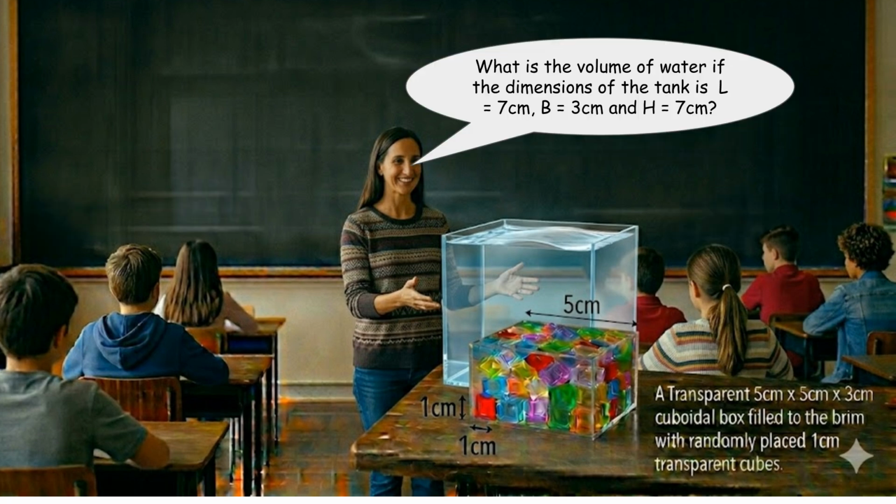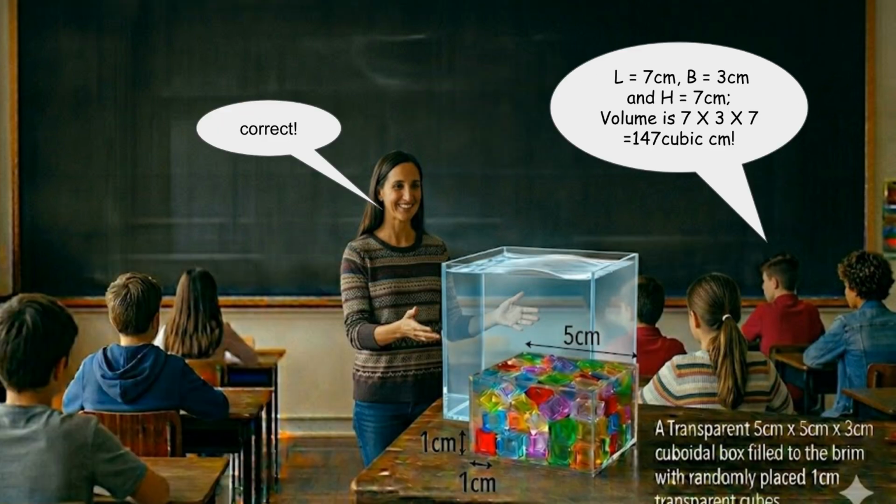If the dimensions of the tank are length 7 centimeters, breadth 3 centimeters, and height 7 centimeters, what is the volume of the water? Remember to use the formula for volume, length times breadth times height. Correct! With a length of 7 centimeters, breadth of 3 centimeters, and height of 7 centimeters, the volume is 7 times 3 times 7, which equals 147 cubic centimeters.